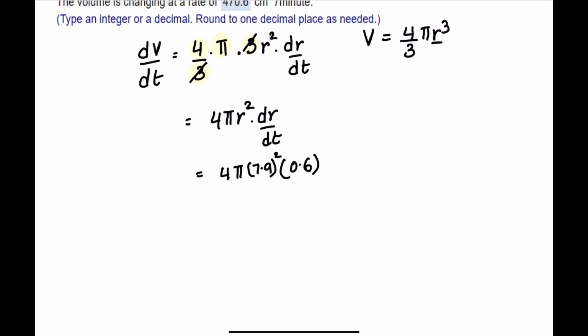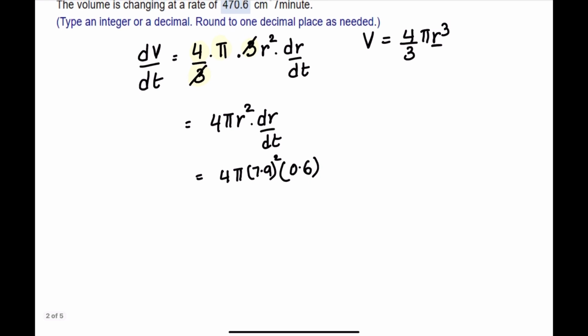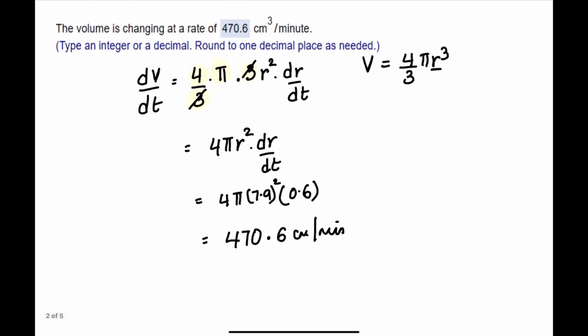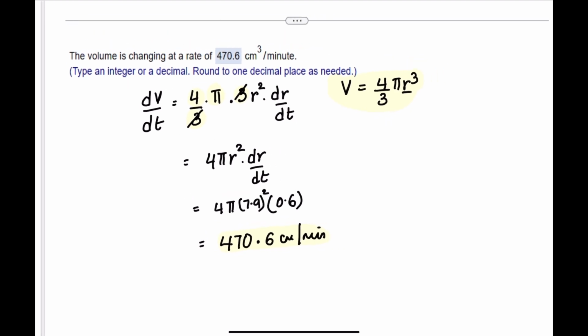Okay, times 7.9 squared times 0.6 gives me 470, and rounding it to one decimal place, 0.6 centimeters per minute. And let's go ahead and compare that, and that's exactly what we get. All right, so the clue here is knowing that the volume of a sphere is 4/3 pi r cubed. And once you know that, all you have to do is differentiate because they're asking you for the rate.